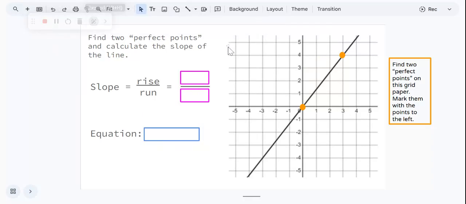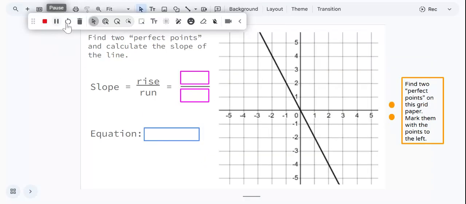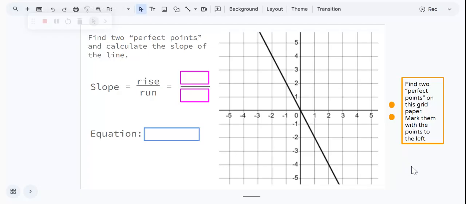Okay, I'm going to move pretty fast because videos you can always watch again. Here's our next one. The first thing I see is that this is going down. This is a negative slope, which means we don't really have a rise, we have more of a fall. I'm going to go ahead and find my perfect points. There's one in the origin right here, and I know I'm moving from left to right, so I'm just going to go down until I find my next perfect point, which is right here.